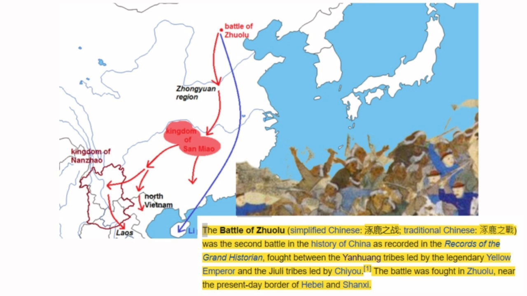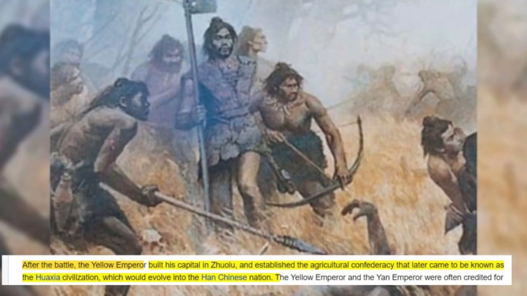The Battle of Zhuolu caused a population movement of the Hmong and Mien people further to the south. The red and blue arrows show the population movement into the kingdom of San Miao and into northern Vietnam and into Laos. After the battle, the Yellow Emperor built his capital in Zhuolu and established the agricultural confederacy that later came to be known as the Huaxia civilization, which would evolve into the Han Chinese nation.